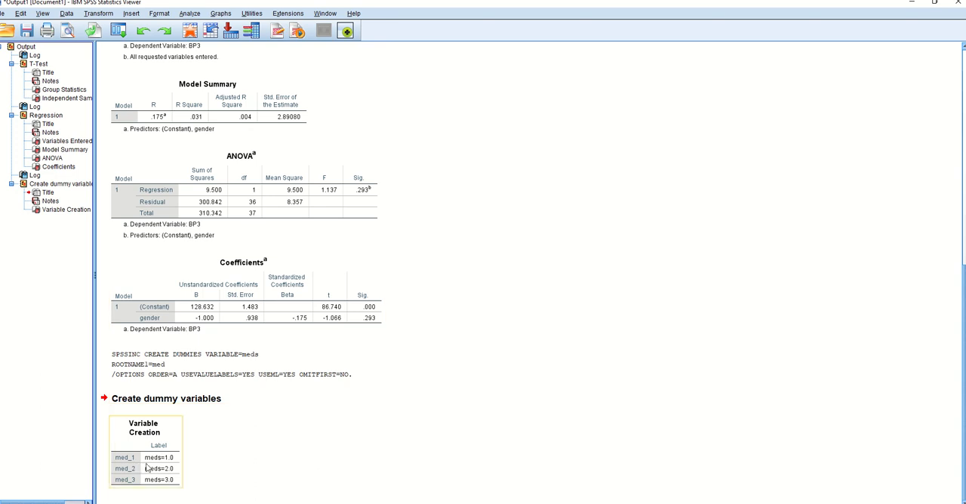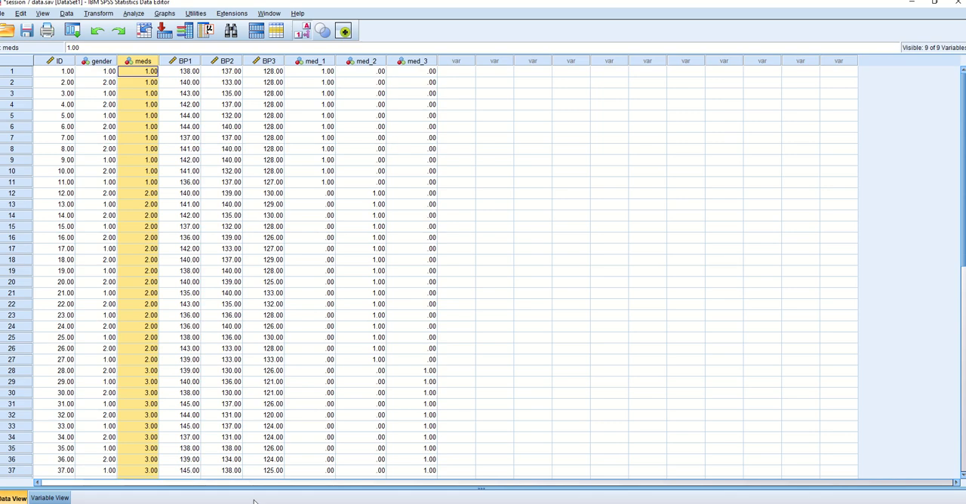Okay, so I have the dummy variable med1, which receives a 1 when the meds is equal to 1. I have med2, which receives a 1 when the meds is equal to 2, and a med3. Meaning med1 represents 1, med2 represents 2, which is very nice. It's very easy to understand.